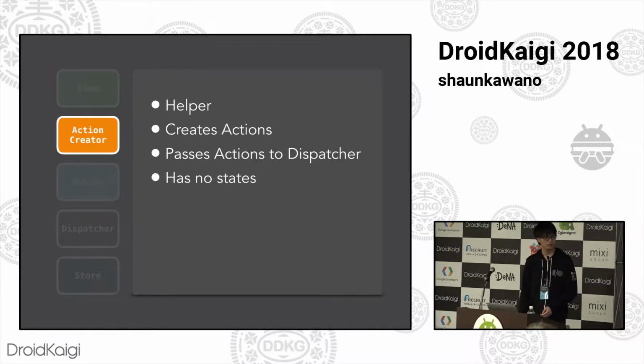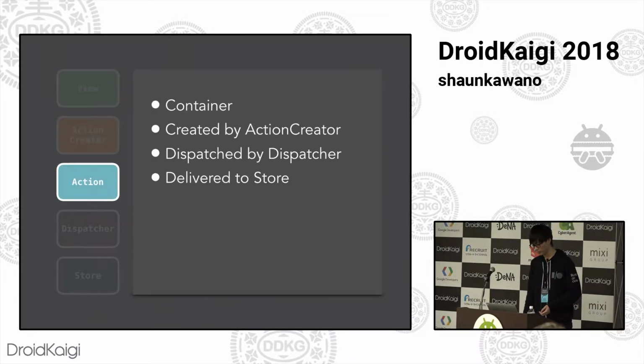Next, action creator. It's kind of a helper class. What it does is it creates action and passes that action to dispatcher. And there's no state that belongs to action creator as well. And next, action. Action is something that's like container. It's created by action creator and dispatched by dispatcher. And it's dispatched to store. It's there to deliver new data or state to store. And it also describes the internal API of the application.